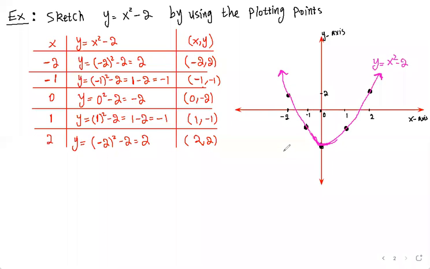Okay, let's go to another example. Example 3. Sketch the graph y equals the absolute value of x. So this is the absolute value. We know every negative number turns to positive, the positive stays positive, and the 0 stays 0.